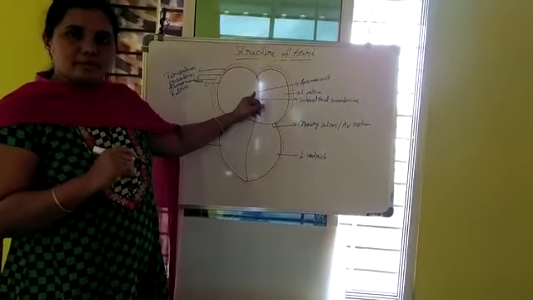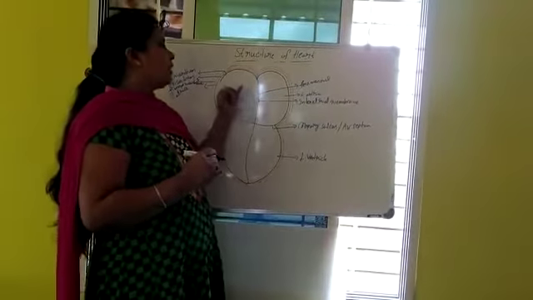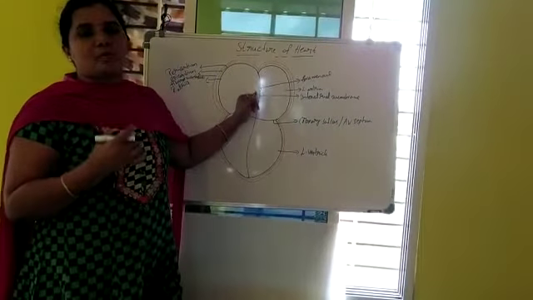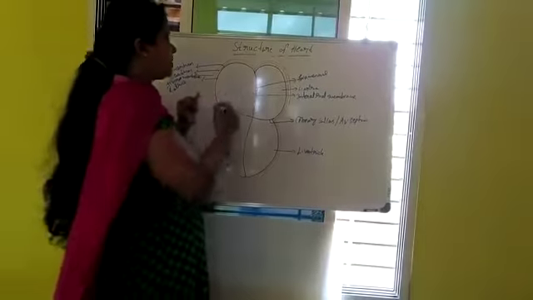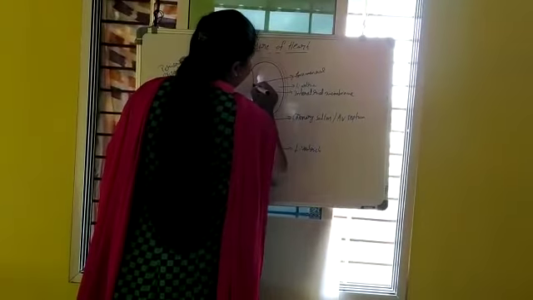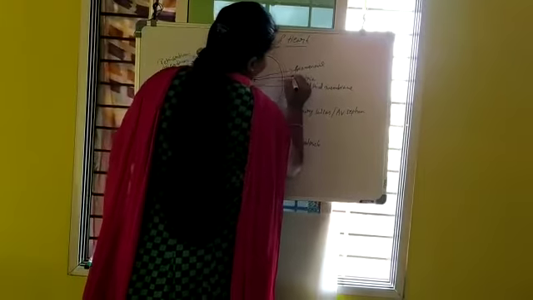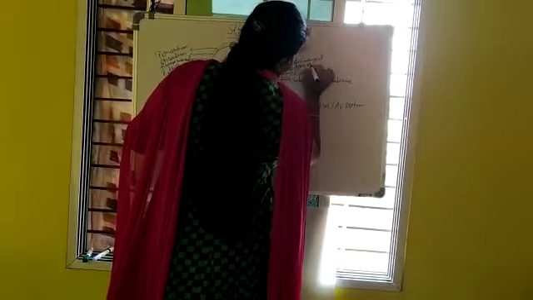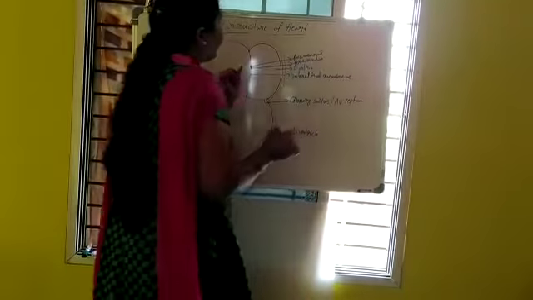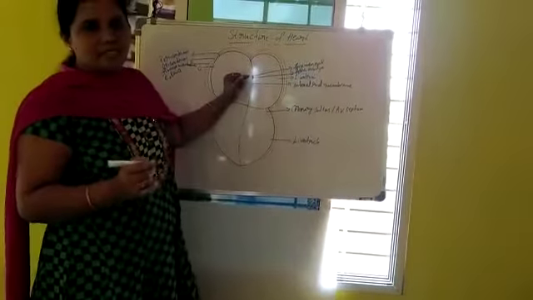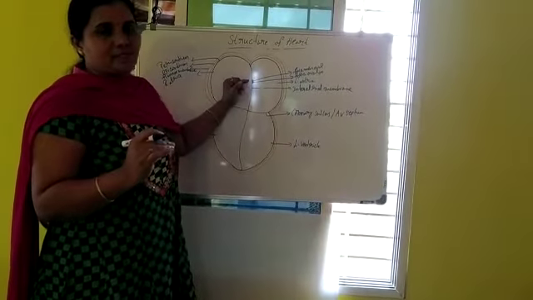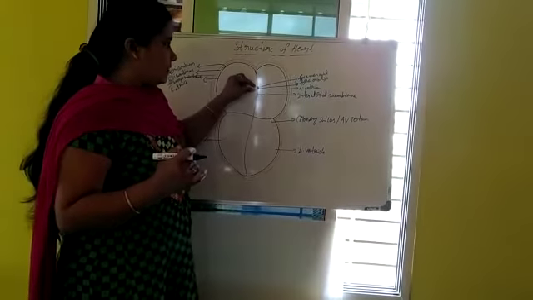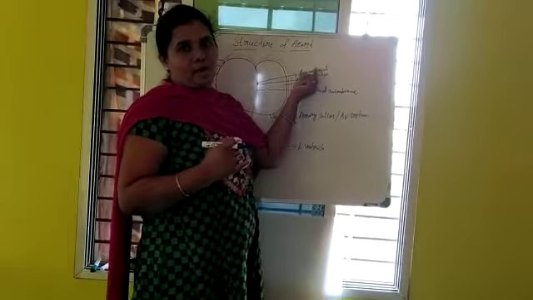This hole closes when the lungs start functioning. At that time this hole will be closed, and the patch left behind we can call the fossa ovalis.